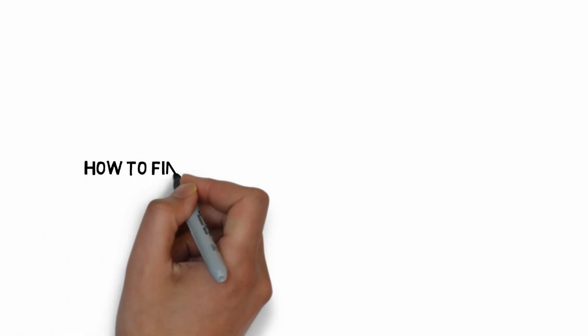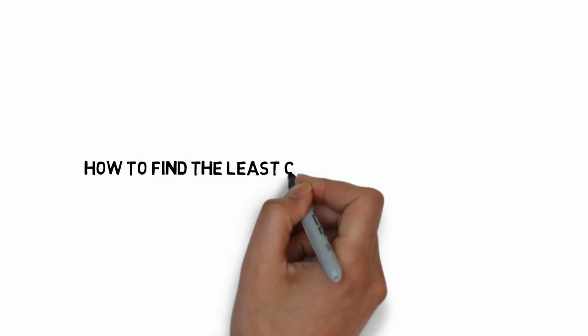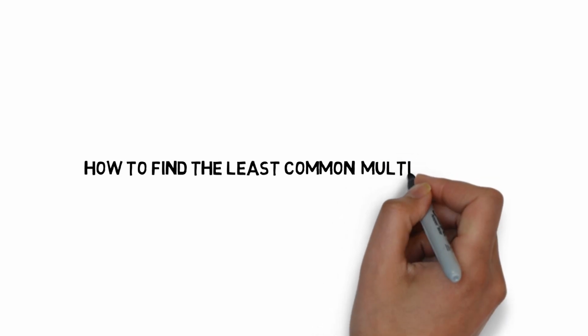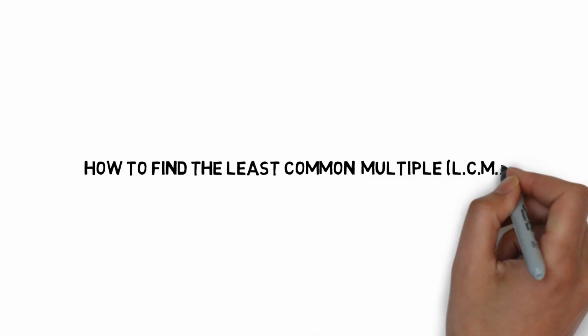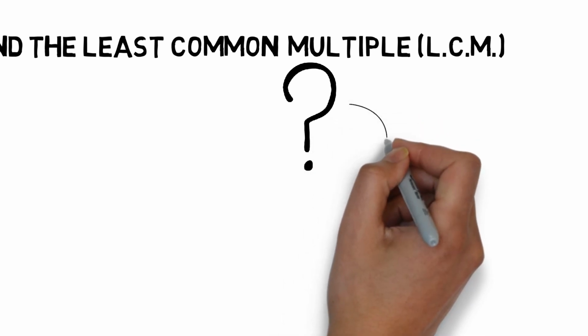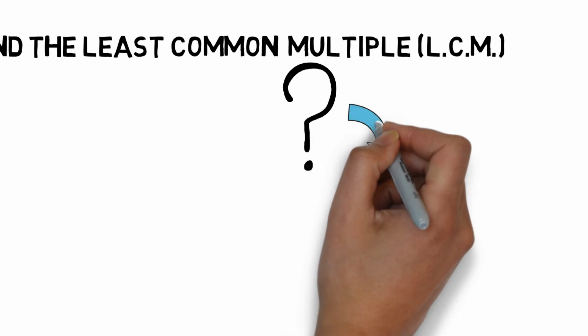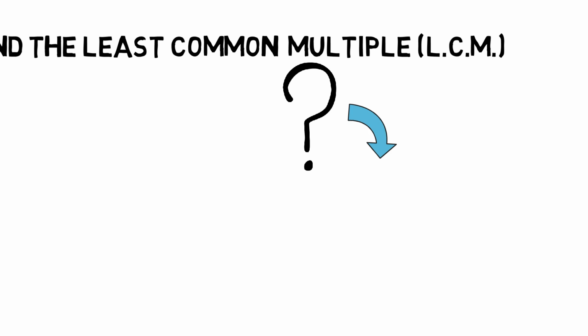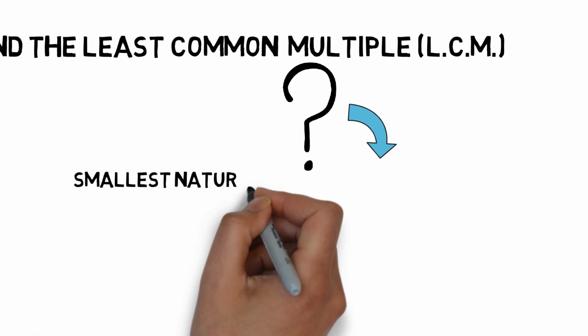Hi guys, welcome to another short and sharp maths video. Today I want to have a look at how we can find the least common multiple of two or more numbers. In this video I'm going to talk a lot about the least common multiple, so I will just say LCM. First, let's quickly define what we mean by LCM or least common multiple.